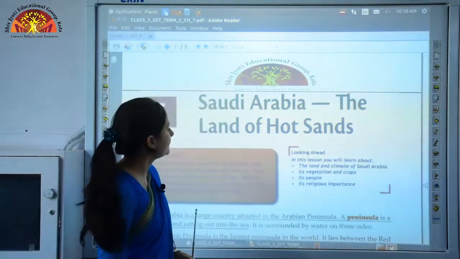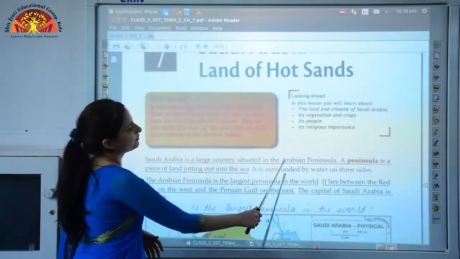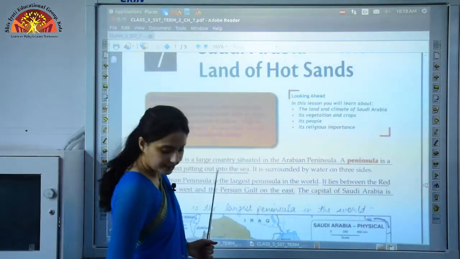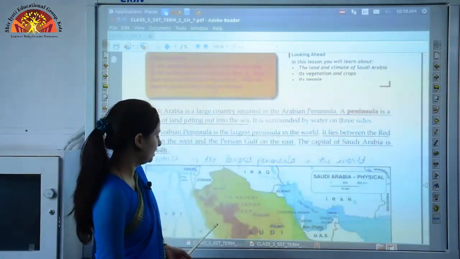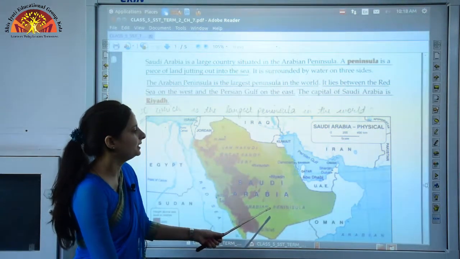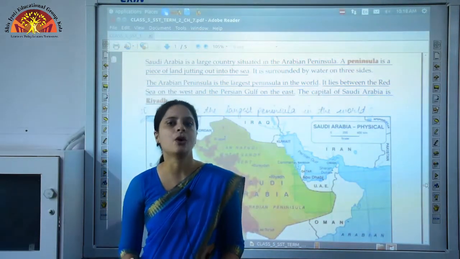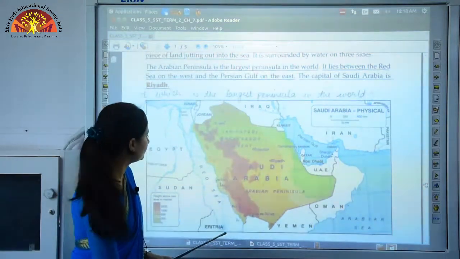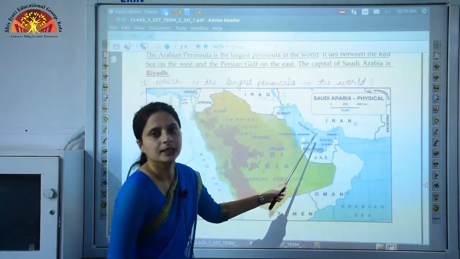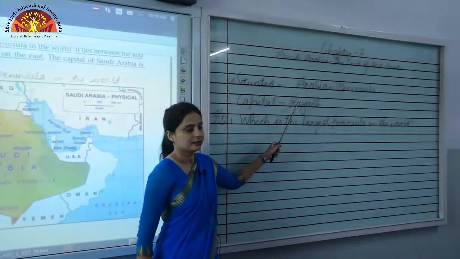Now, we'll start with the explanation of the chapter. Saudi Arabia is a large country which is situated in the Arabian Peninsula. As you can see in the map also which is given in your book, Saudi Arabia is a country which is situated in the Arabian Peninsula, and peninsula you have learnt it is surrounded by water on 3 sides. So you can see over here in the map it is surrounded by Red Sea, Arabian Sea and the Persian Gulf. And the capital of Saudi Arabia is Riyadh.